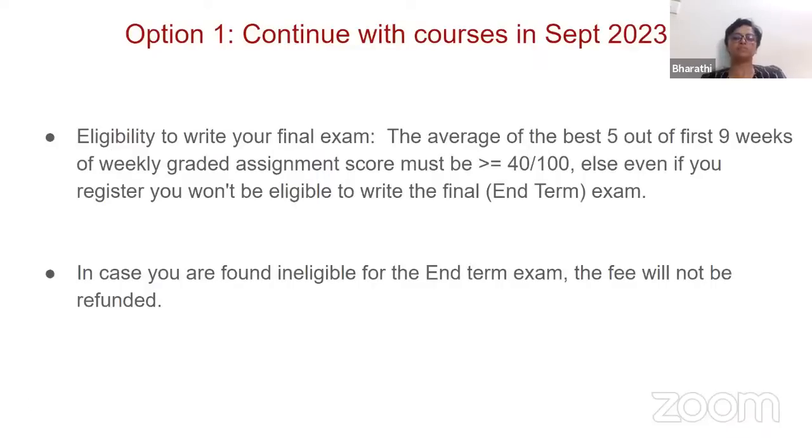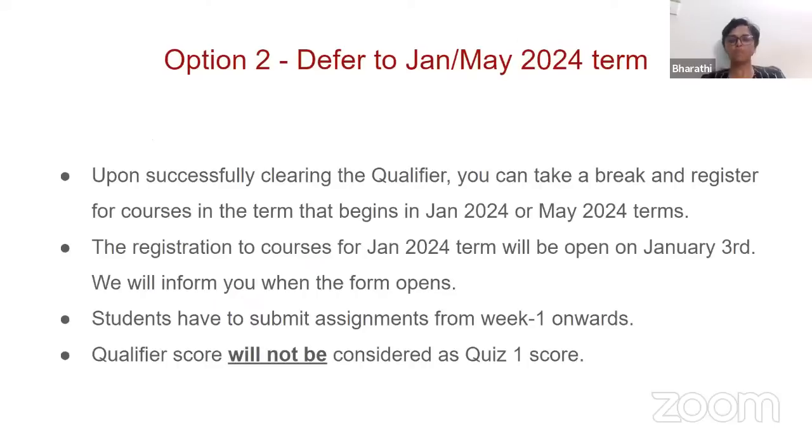And option 2, you defer to the Jan or May term. Like I said, the admission validity is for 3 terms. So this is the first term if you pass now. Second term will be Jan 2024 and May 2024 is the third term. So you can join in any of the terms that you, once you pass the qualifier in the September term.